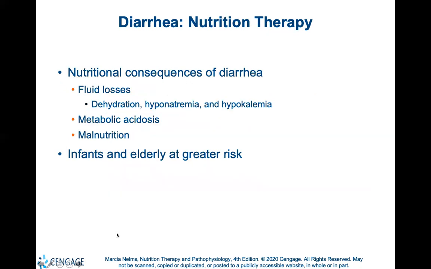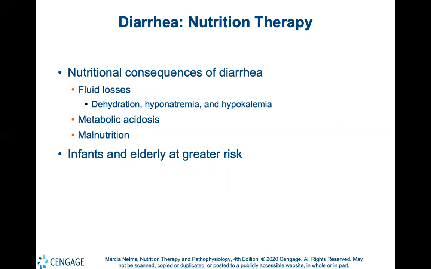Nutritional consequences of diarrhea are initially dependent on the volume of gastrointestinal losses and then on the length of the disease course. Large volume losses can quickly lead to dehydration and electrolyte and acid-base imbalances. Hyponatremia and hypokalemia are both common in diarrhea. Metabolic acidosis may develop due to the excessive loss of bicarbonate ions in stool output.